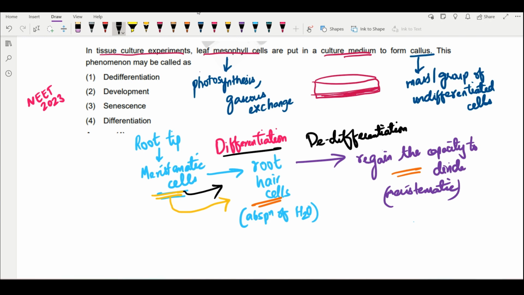So now let's read the question. Here, when tissue culture experiments were conducted, the mesophyll cells, which are differentiated cells, when put in the culture medium, form callus. Callus is a group of undifferentiated cells. They do not have any specific function. So they became meristematic again. So, what is the phenomenon involved here? De-differentiation. The process by which the completely differentiated mesophyll cells again regain the capability to divide to form callus is called de-differentiation.